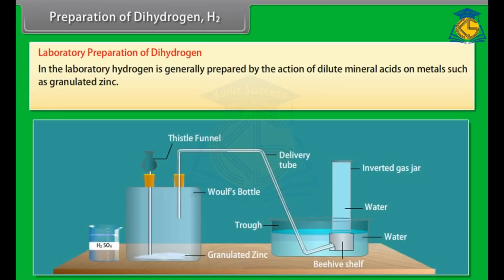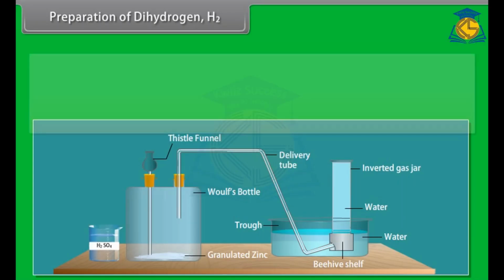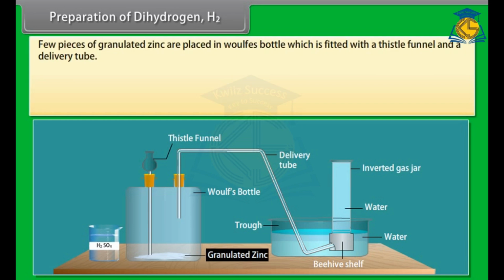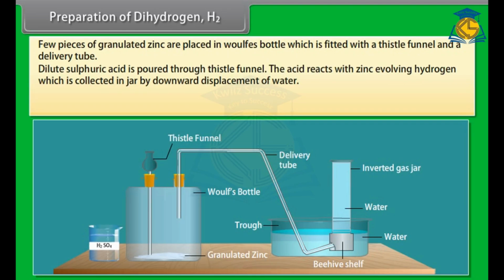Preparation of dihydrogen, H2. Laboratory preparation of dihydrogen. In the laboratory, hydrogen is generally prepared by the action of dilute mineral acids on metals such as granulated zinc. Few pieces of granulated zinc are placed in Wulff's bottle, which is fitted with a thistle funnel and a delivery tube. Dilute sulfuric acid is poured through the thistle funnel. The acid reacts with zinc, evolving hydrogen, which is collected in a jar by downward displacement of water.